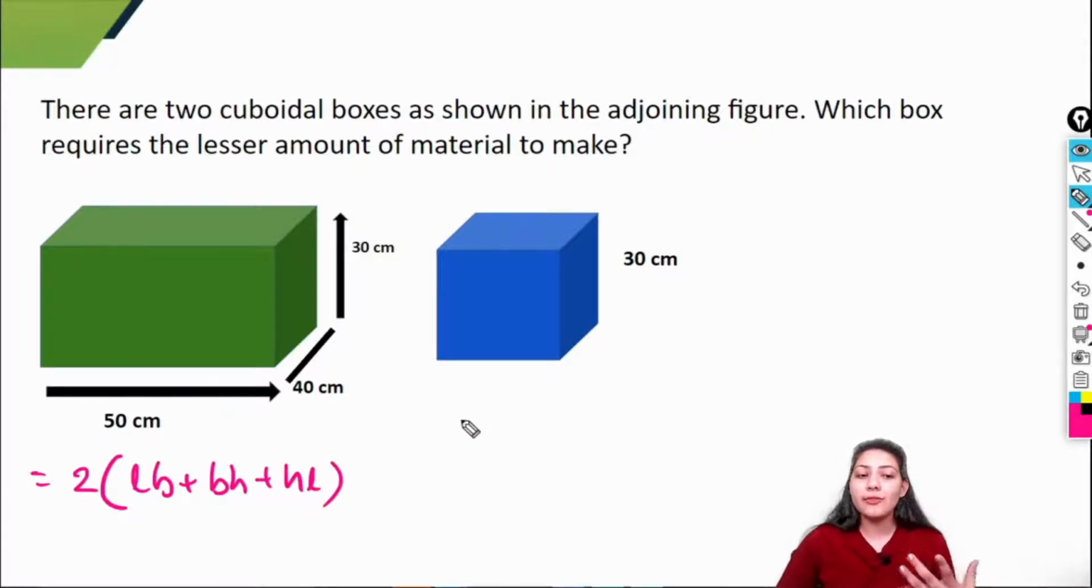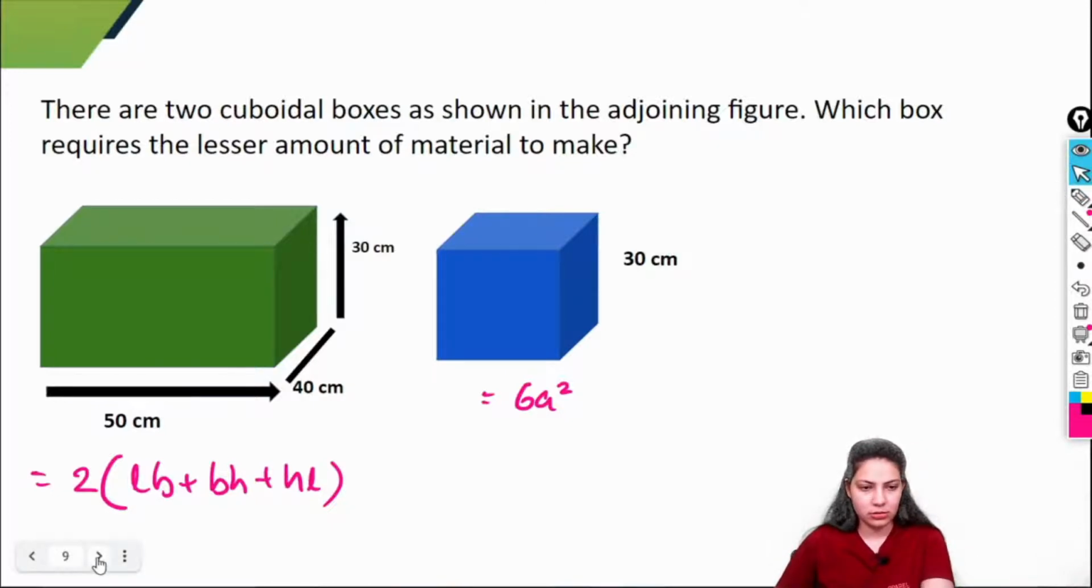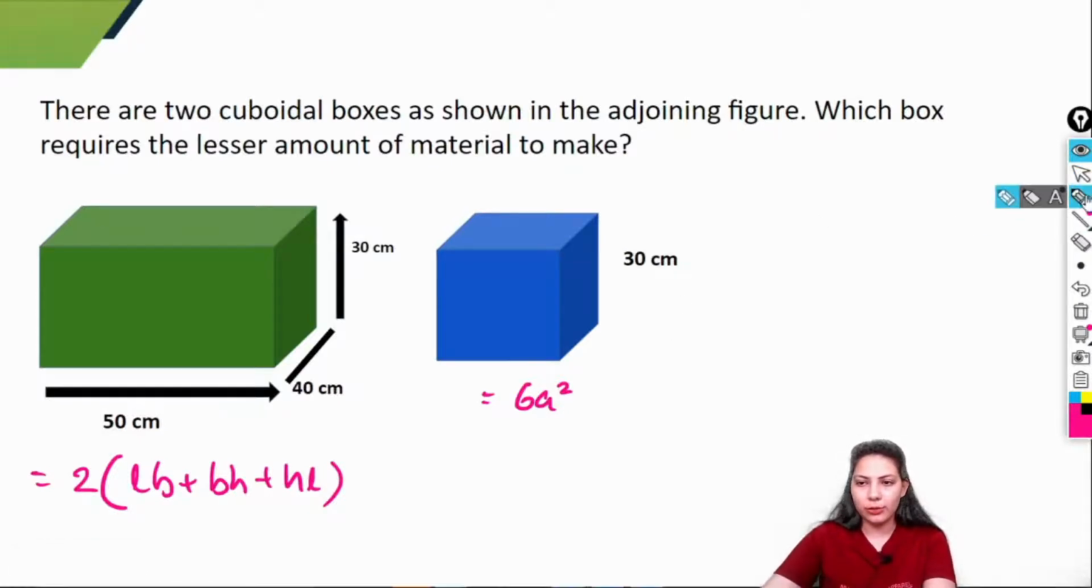And what is the total surface area of a cube? It's 6a square, because there are 6 faces and each has an individual area of a square. So these are the two formulas. Now we are given the dimensions. We have to directly substitute these dimensions into our formula to calculate the amount of material to make these boxes. So there is no empty slide over here. Let me write over here.